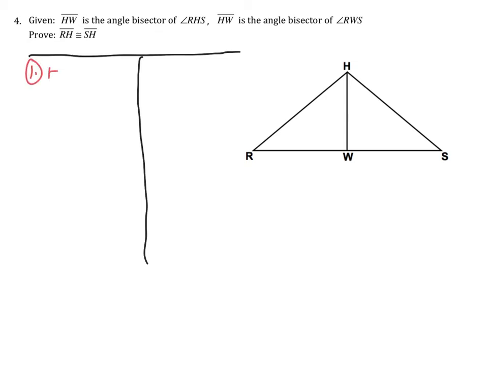So number 1, we're going to say that segment HW is the angle bisector of angle RHS. Reason number 1 is that it is given. So let's take a look at angle RHS right there and realize that HW is a bisector. All right, so then I have that angle and that angle are congruent, so I'm going to go ahead and use that right now.